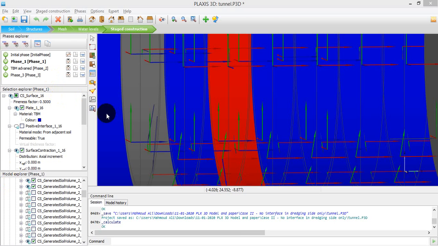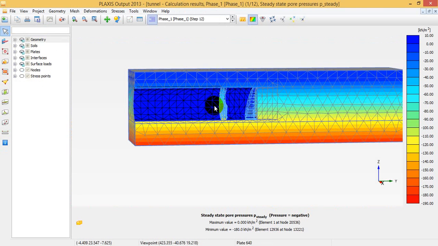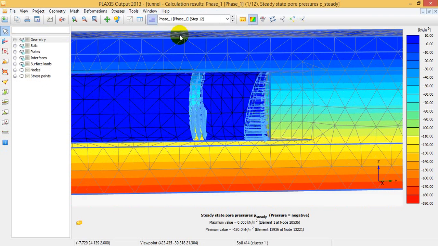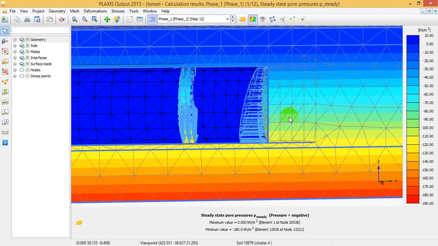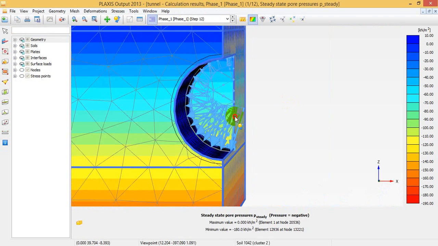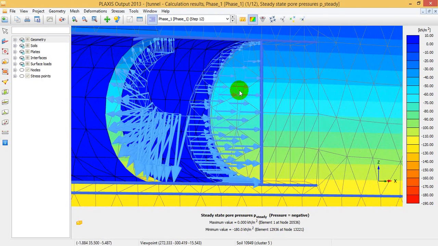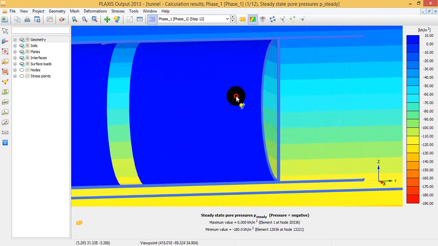The calculation is finished now. First, this is my first stage. It is clear that the pressure on the front, on the tunnel face, should be increased versus depth like that.